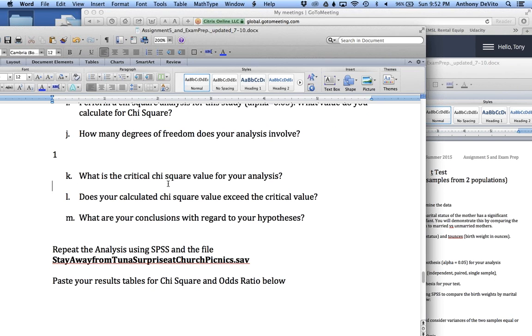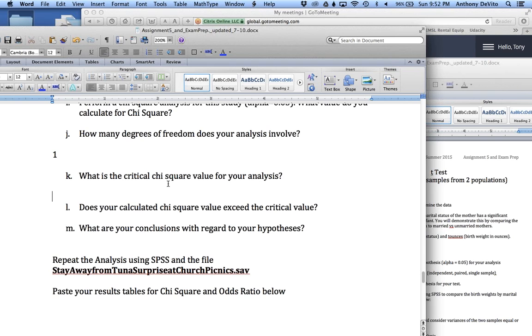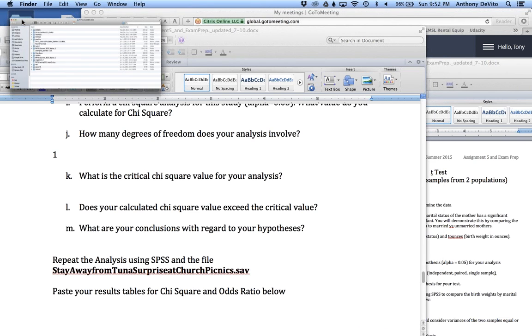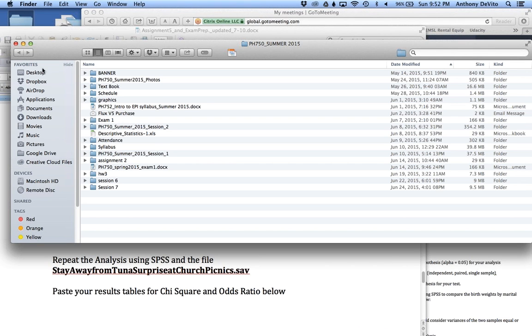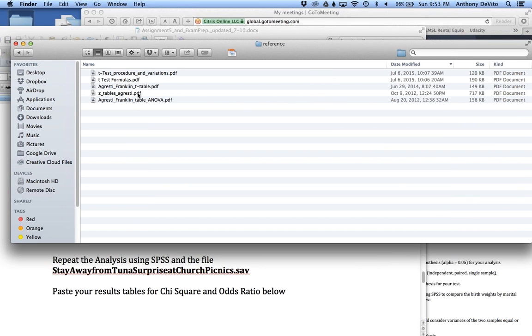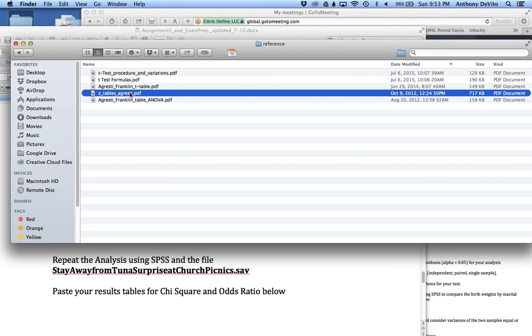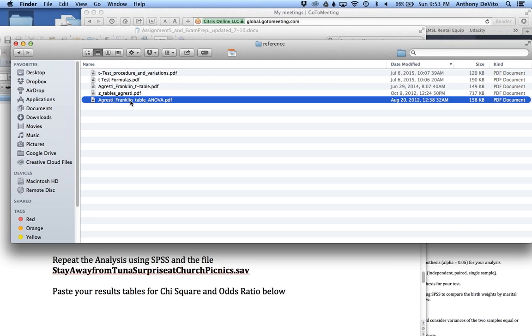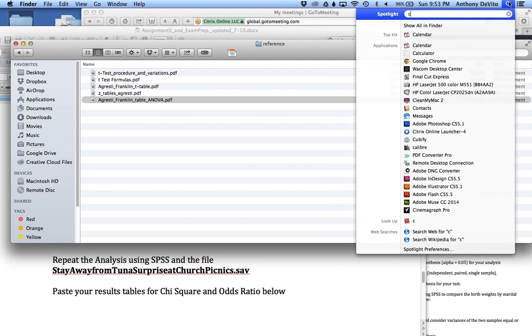We have 1. What's the critical value for a situation where we have 1 degree of freedom for the chi-square value? Okay, so now we're going to go back to our reference tables. Okay, we're going to look at chi-square. Where to go? I have it here somewhere. That's the Z table, T table. I thought I had it here. I guess I don't.